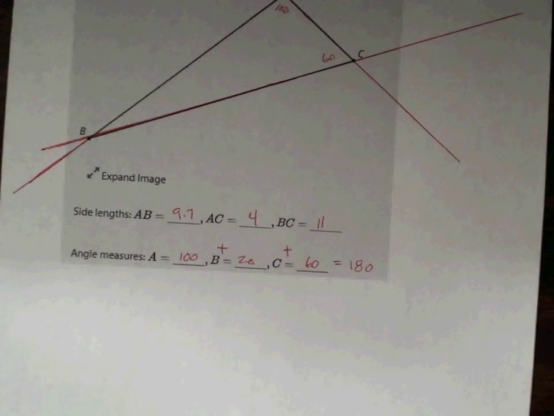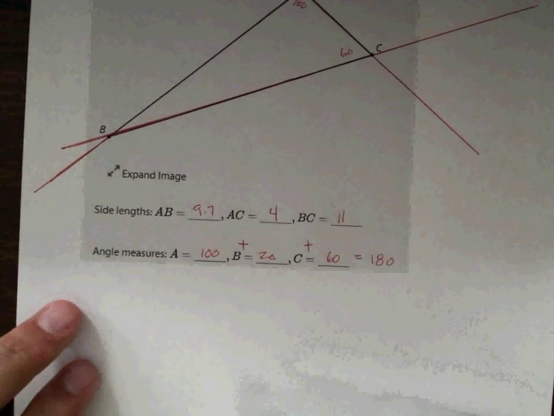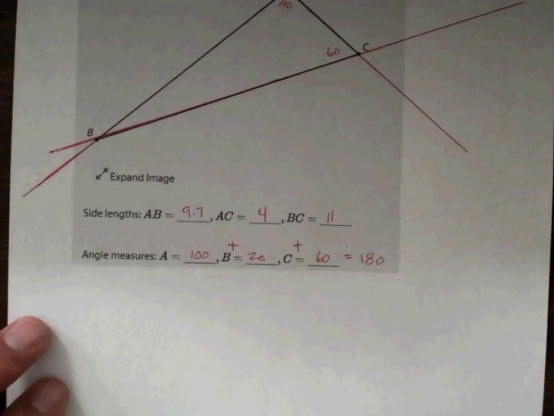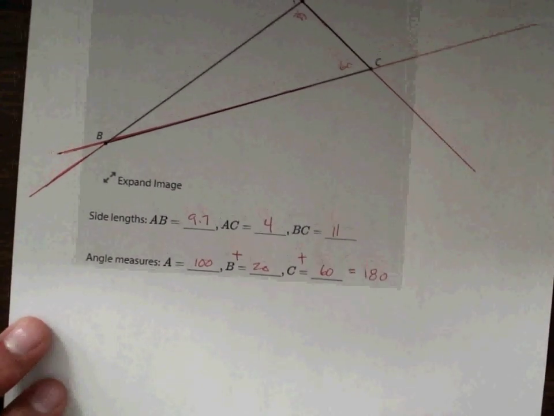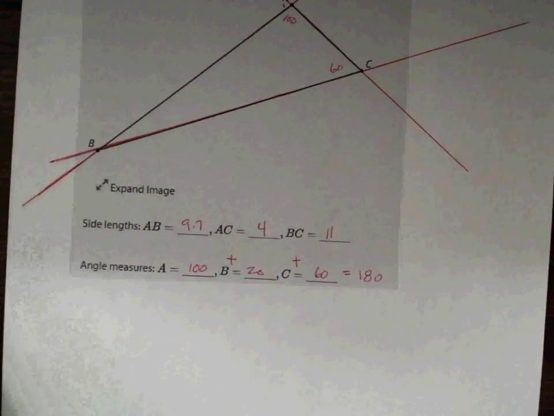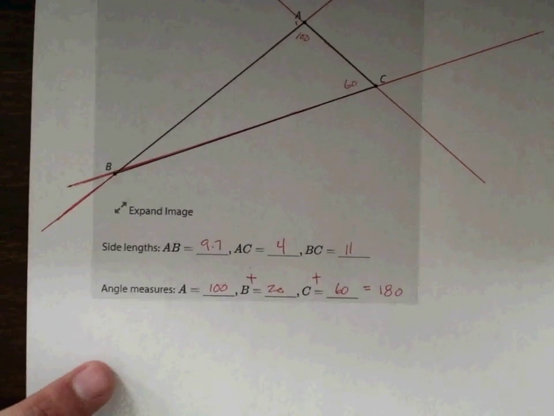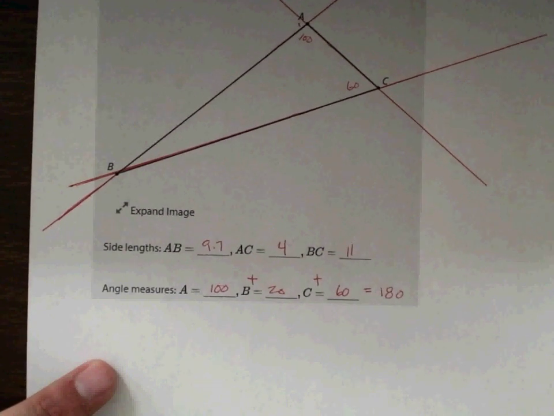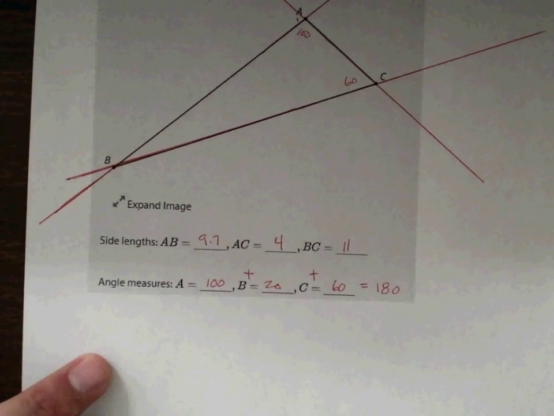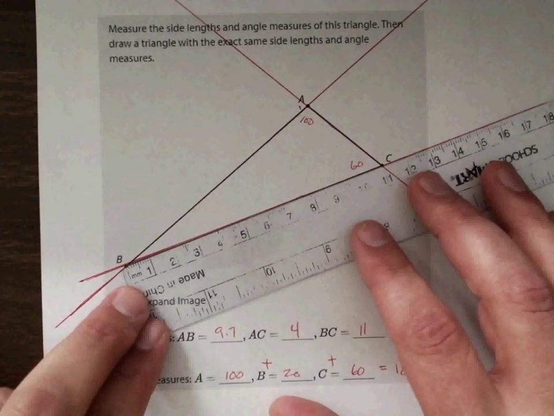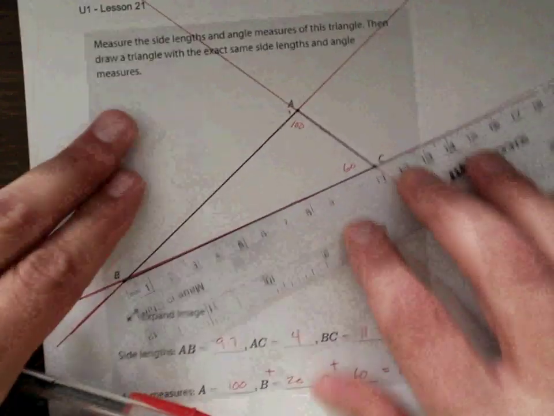Okay, so now we're going to construct this triangle. Here's what I would like for you to do. I am going to use a compass. I'm not going to use the protractor at all on this one. Anybody use their compass when they constructed this? Yes. One of us? Two of us? All right. So I'm going to pick a side right here. I'm going to measure side BC, which is 11 centimeters.